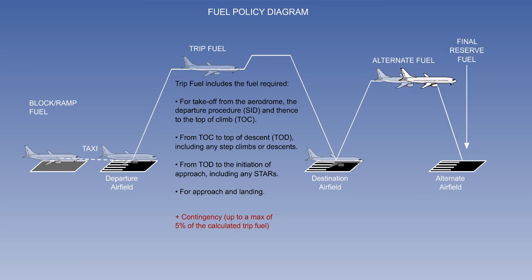If the aeroplane flies from departure to destination and uses all of the contingency fuel, and has to carry out a missed approach at destination to fly to the alternate aerodrome, you can see that that would leave us with no fuel on arrival at the alternate. To avoid this situation, included in the total fuel is an amount called final reserve fuel.